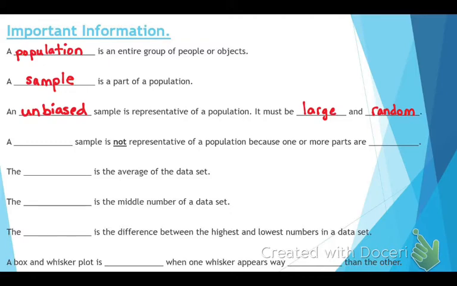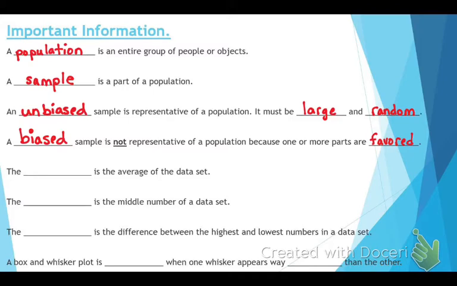All right, so the opposite of unbiased would be biased, okay? Biased samples are not representative of a population because, do you guys remember this? One or more parts are favored. I said favorable. That's like the same thing, right?